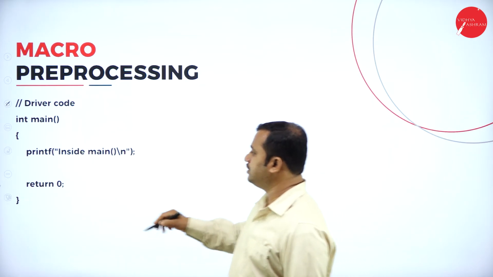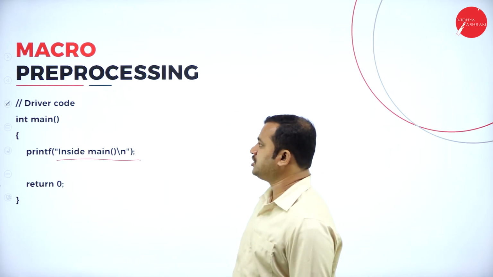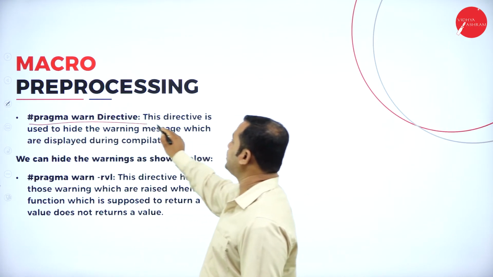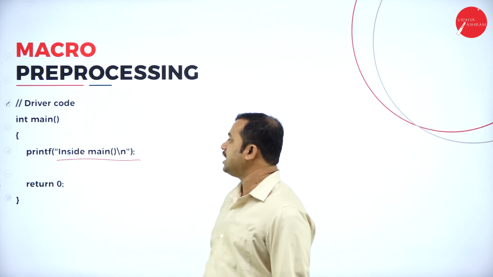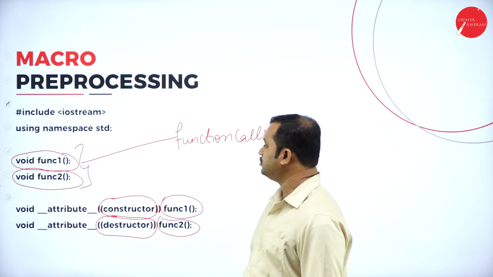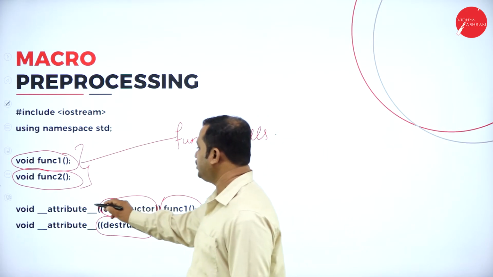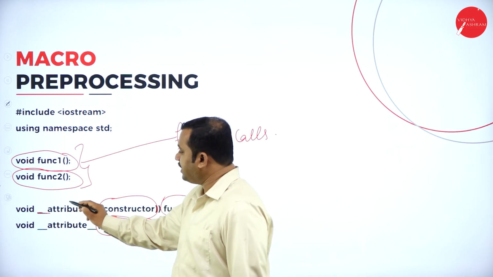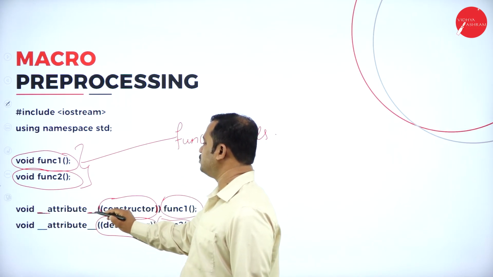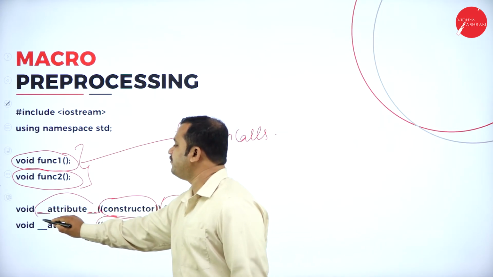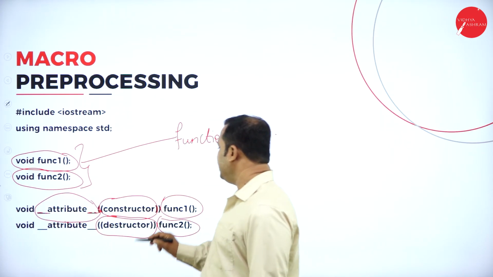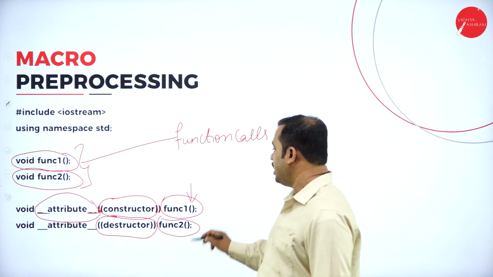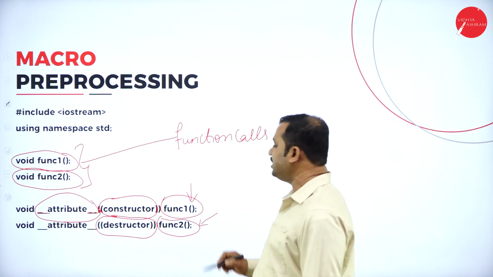But see to it, inside the main function we have this. Next, we have the Pragma directive. Before I move on to the Pragma directive, let me show you this constructor with attribute void __attribute__. This is the inbuilt functionality that indicates that function 1 must be used as a constructor and function 2 must be used as a destructor.